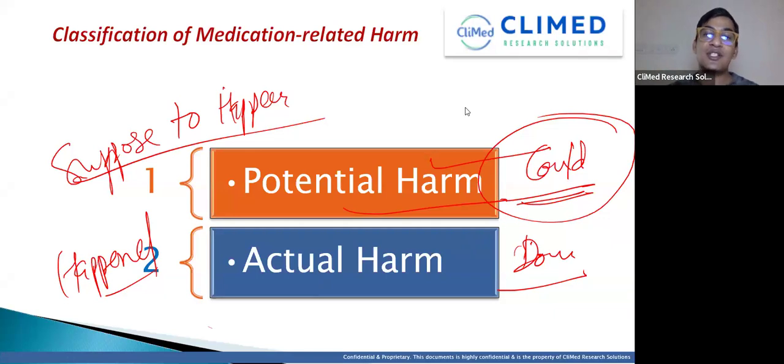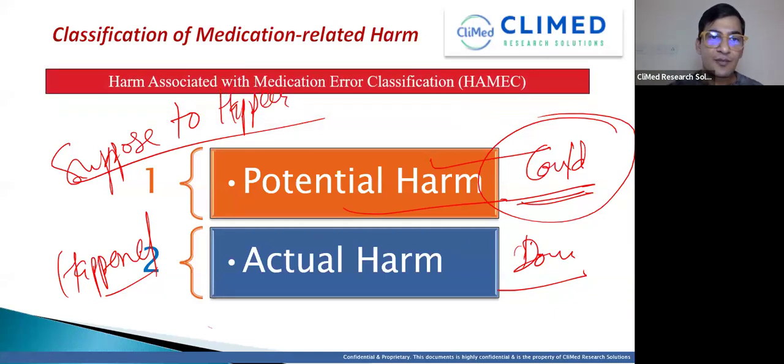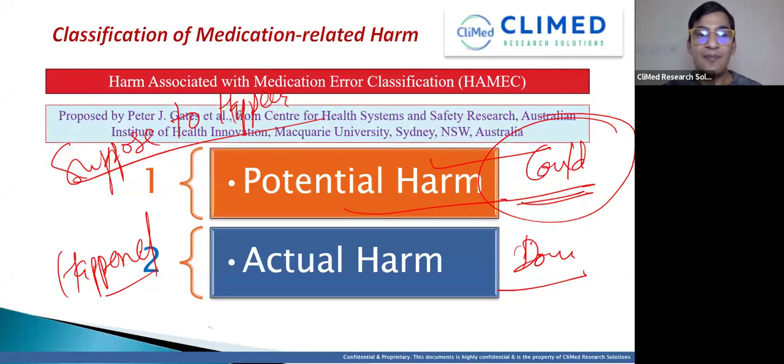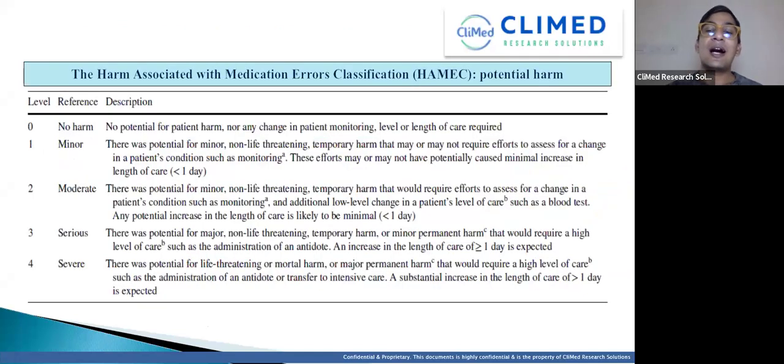So let's see, what is the difference? The difference has come from HAMAC, the Harm Associated with Medication Error Classification. It was proposed by Peter J. Gates from the Centre for Health Systems and Safety Research, Australian Institute of Health Innovation, Macquarie University, Sydney, New South Wales, Australia. Now there is a HAMAC classification for potential harm and actual harm.